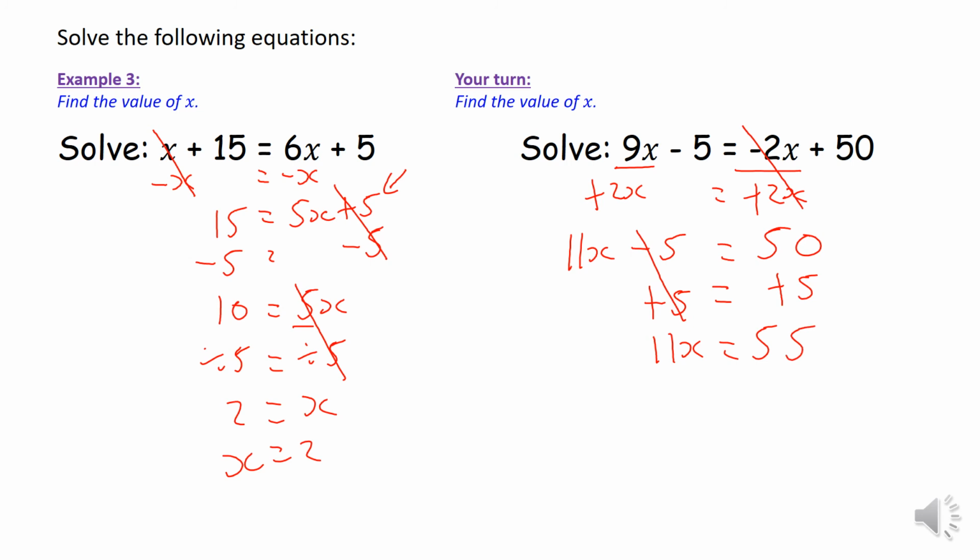Now at this stage we are left with a one-step equation. 11x equals 55, which in other words means 11 times x equals 55. So to get rid of the 11, I will divide by 11. And because I've divided by 11 on the left, I will divide by 11 on the right. On the left hand side I'm now left with x, and on the right hand side I'm left with 5, because 55 divided by 11 gives me 5.